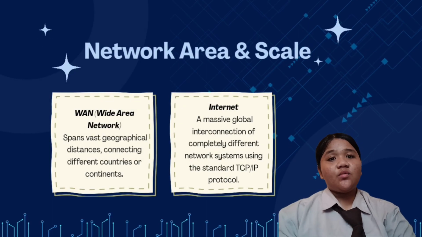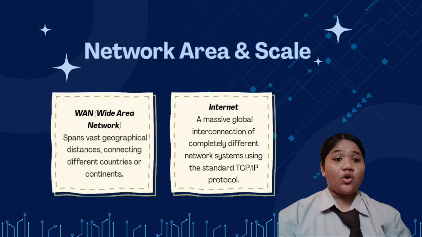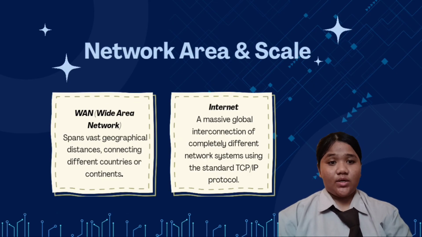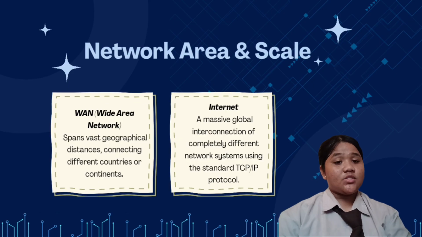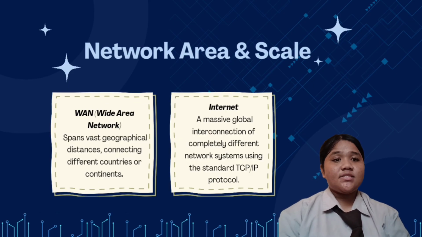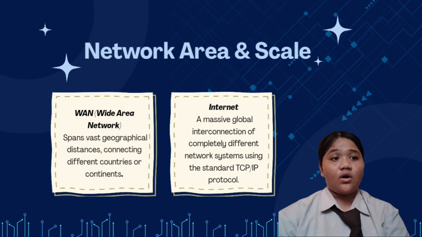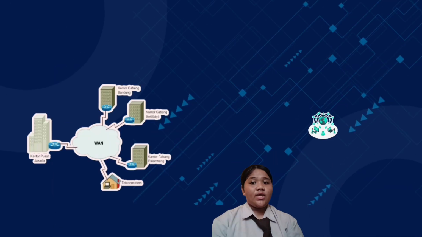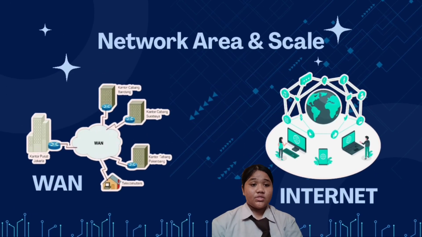Now, if the network connects different countries or continents, we call it WAN or Wide Area Network. And the biggest scale of all is the Internet. It is the massive global connection of all networks on Earth. We can use it every day for scrolling TikTok, searching Google, or watching YouTube.